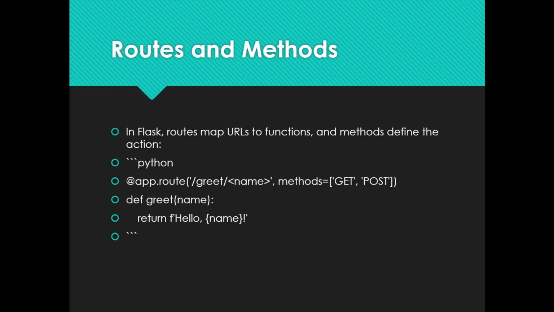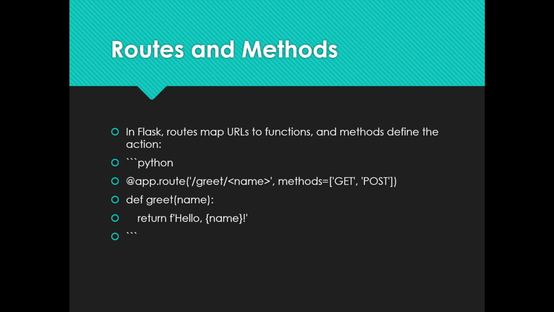The next step is routing in Flask. Routing is one of the fundamental concepts in web development. A route is a URL pattern that determines which function should handle a particular web request. In Flask, you define routes using the app.route decorator, as you can see in the example here.